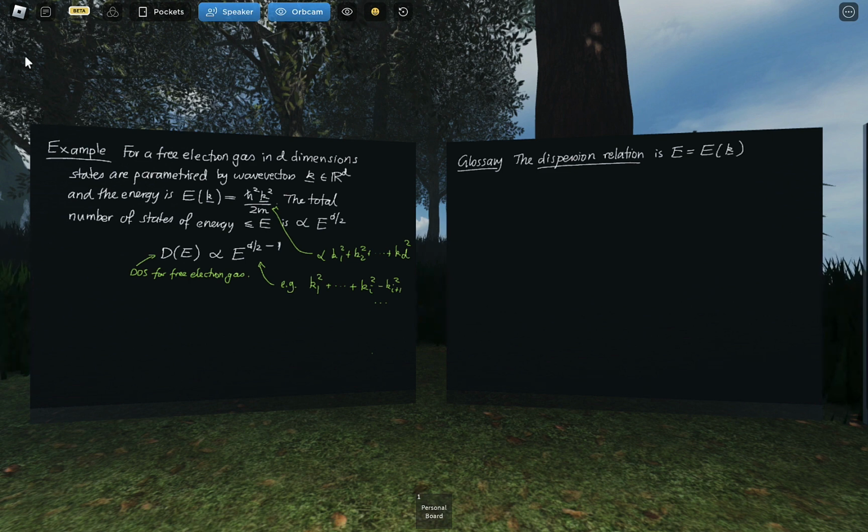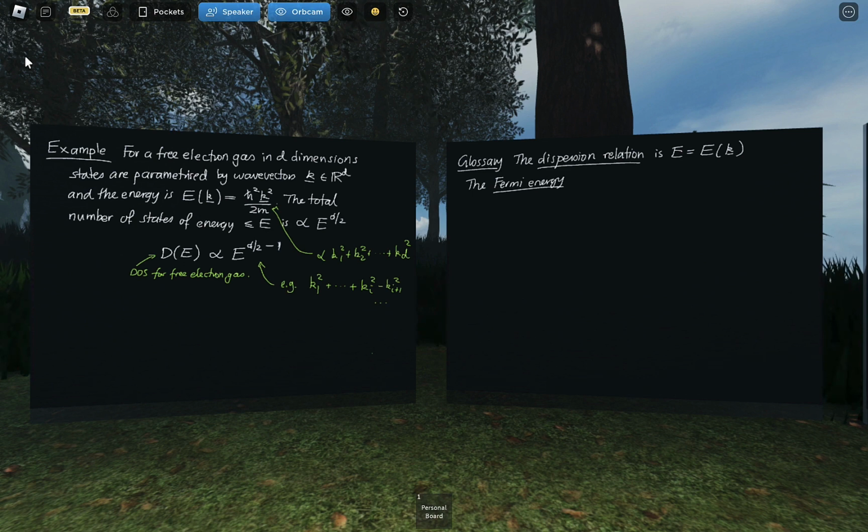Okay, it tells you the energy is a function of the momentum. The density of states, well, I've explained what that is. The Fermi energy. So you might want to pop out of OrbCam and take a look at that board if you want to see how these terms fit back into that sentence.